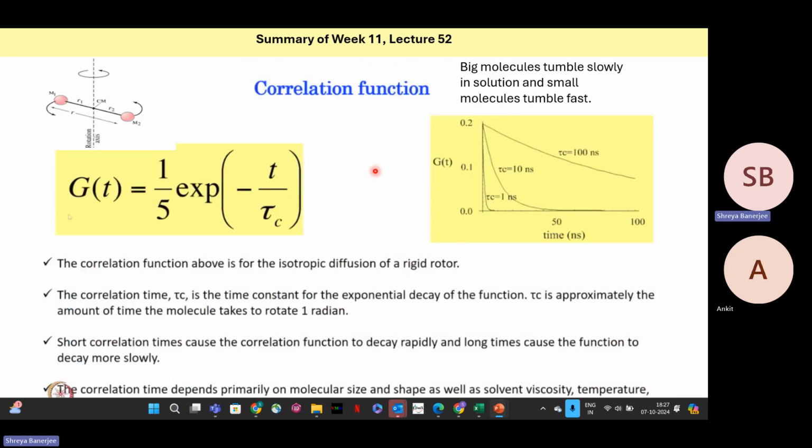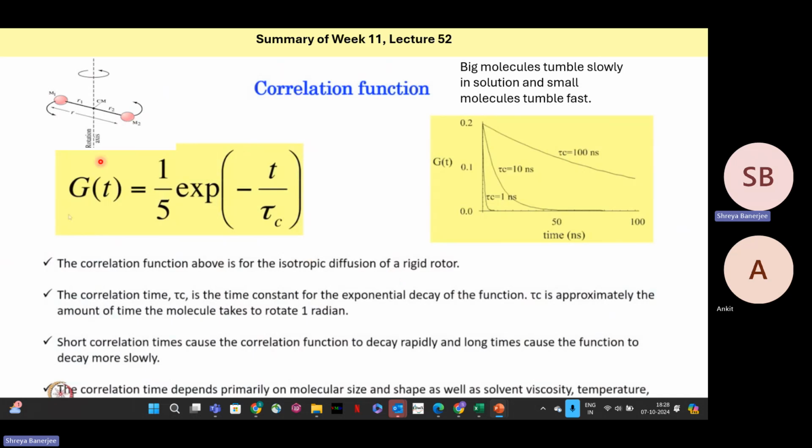Now we will define something called the correlation function. Imagine that you have a rigid rotor, with two spins, M1 and M2, rotating in this direction, shown by the line. We are studying protein dynamics, so the correlation function will define how these spins will move in an isotropic diffusion.